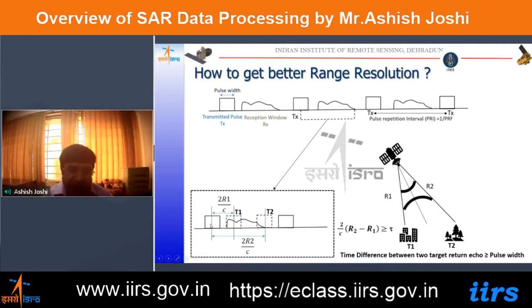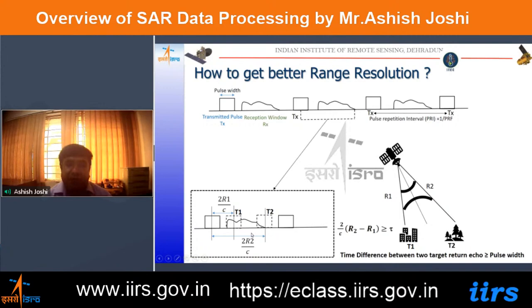Okay, so if these are the two pulses and the target response is given in this reception window, this is the received echo from the first target and this is the received echo from the second target. Then the radar will discriminate these two targets as two separate targets when the time difference between the two targets is greater than the pulse width. So this is the basic principle.